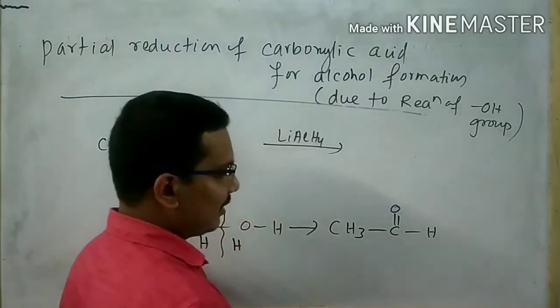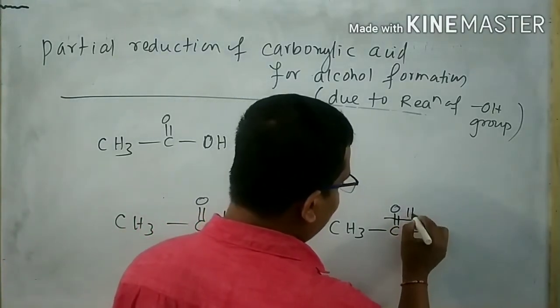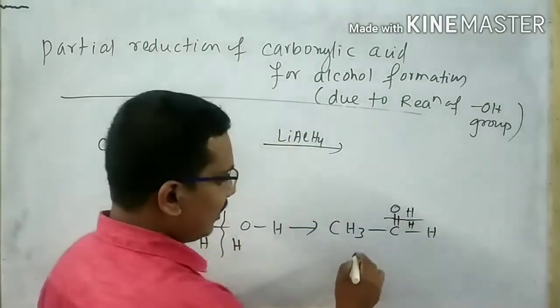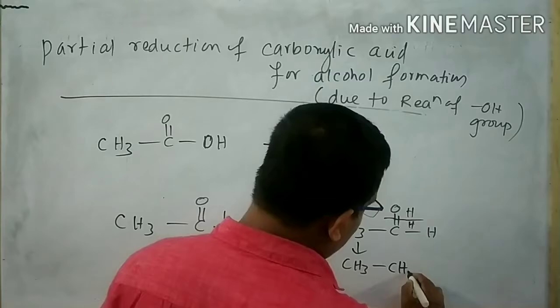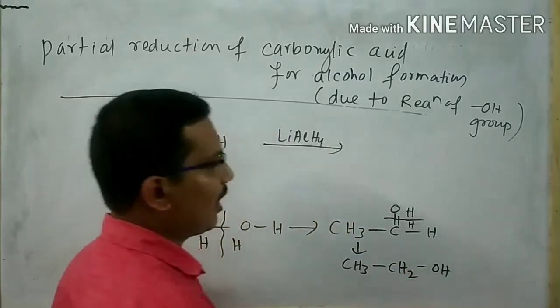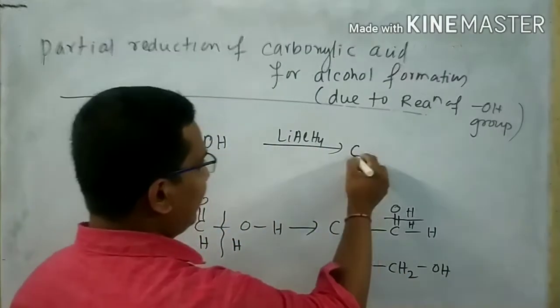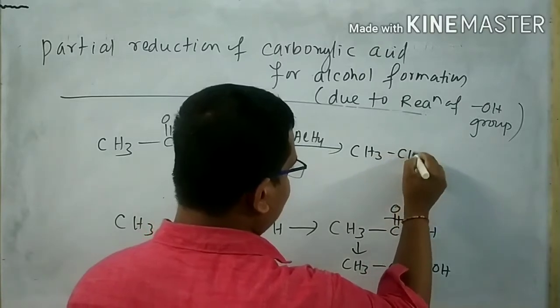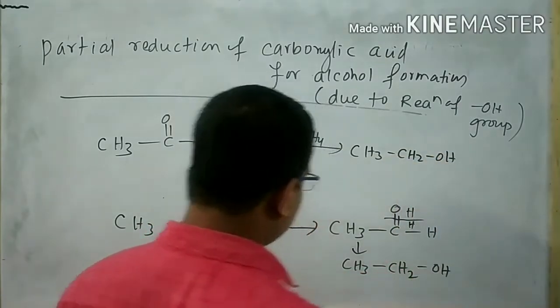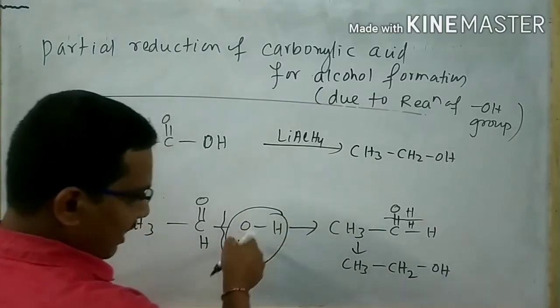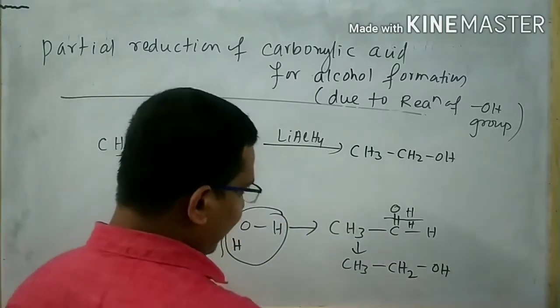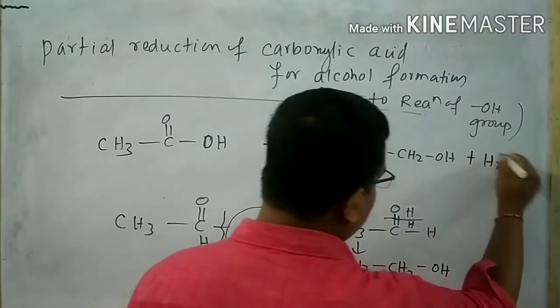Again I want to break this pi bond and give two hydrogen. It gives a CH3 bond CH2 bond OH, that is your ethyl alcohol. So we can write here CH3 bond CH2 bond OH. There is a loss of water molecule that takes place here, so we can write a byproduct, that is H2O.